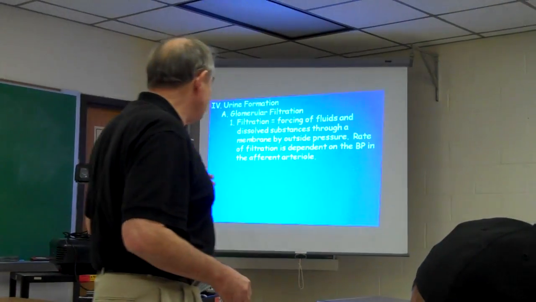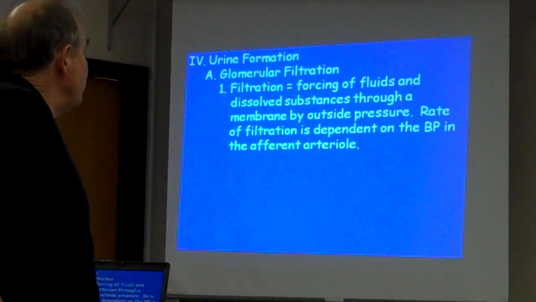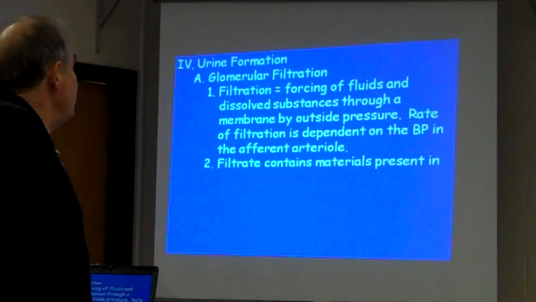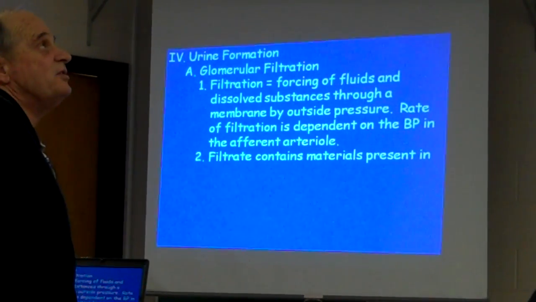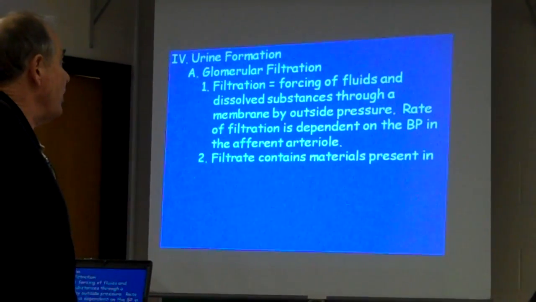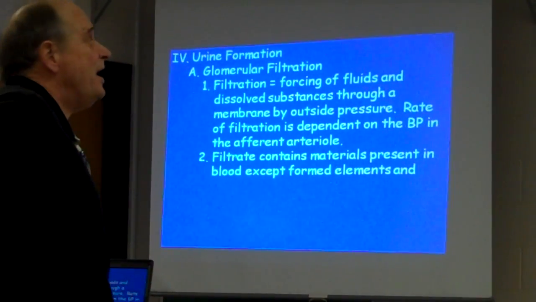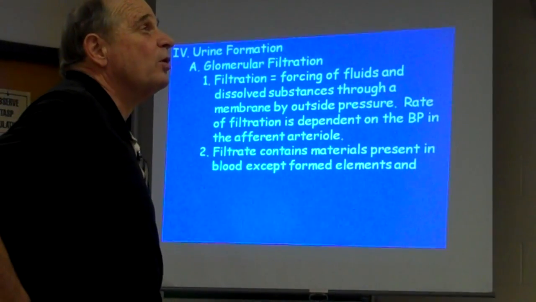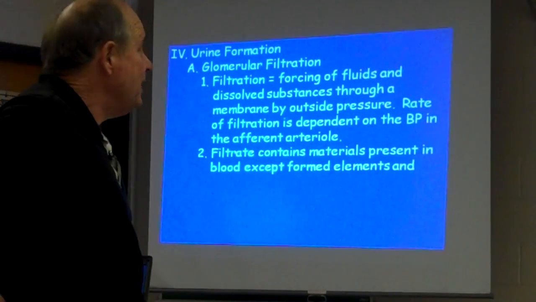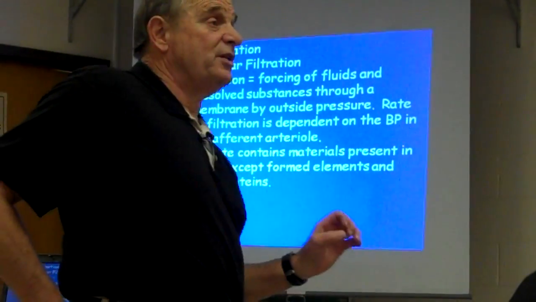All right, so in the afferent arteriole. Now right here, the rate of filtration is dependent on the blood pressure in the afferent arteriole. Now right here, let me show you. Filtrate contains, this is what I was just trying to say to you a while ago, the initial filtrate contains materials that are present in the blood except formed elements. Now what are the formed elements? Do y'all remember? Red blood cells, white blood cells, platelets, those are formed elements. These things, and large proteins, should not be forced across. They should not go across.